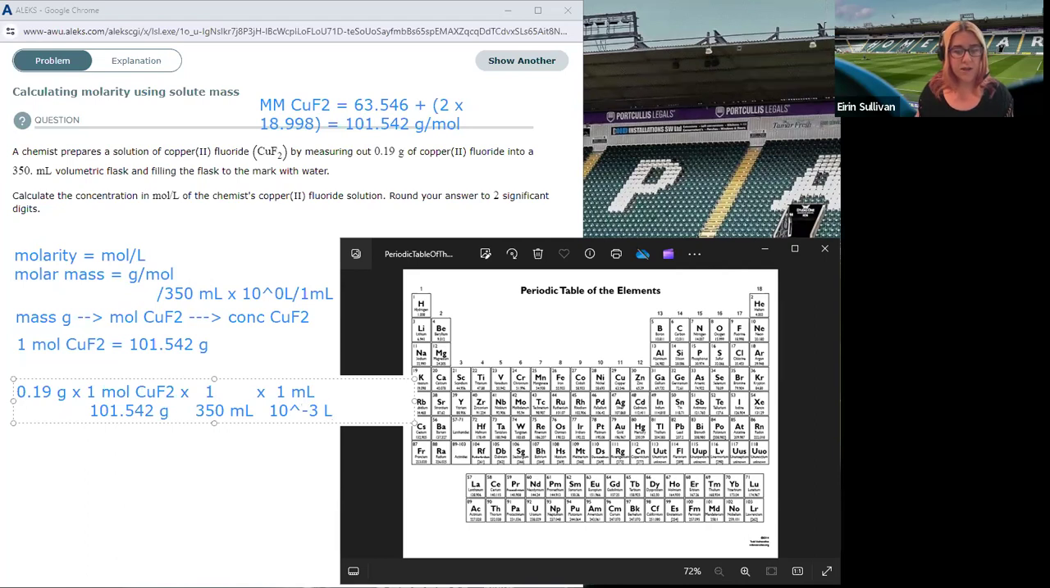Let's just check that our units are going to cancel out how we're expecting. Our mass in grams is going to cancel, our milliliters is going to cancel, so we should end up with units of moles per liter, and moles per liter is our definition of molarity, so that should work out nicely. So 0.19 divided by 101.542 divided by 350 divided by 10 to the power of minus 3, which I will now attempt to execute poorly on my phone.